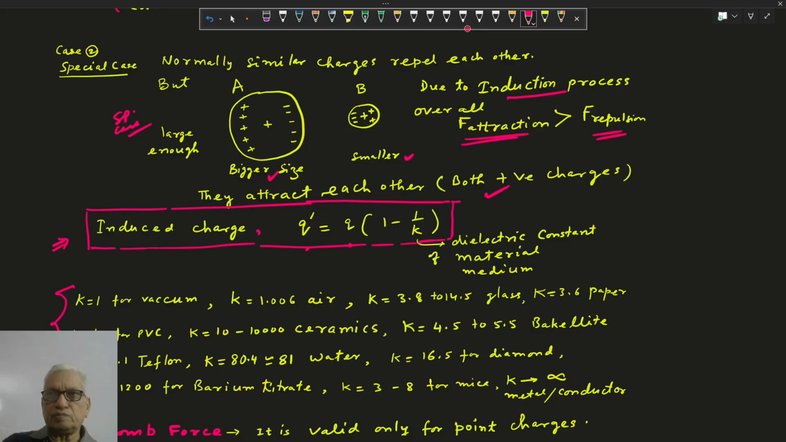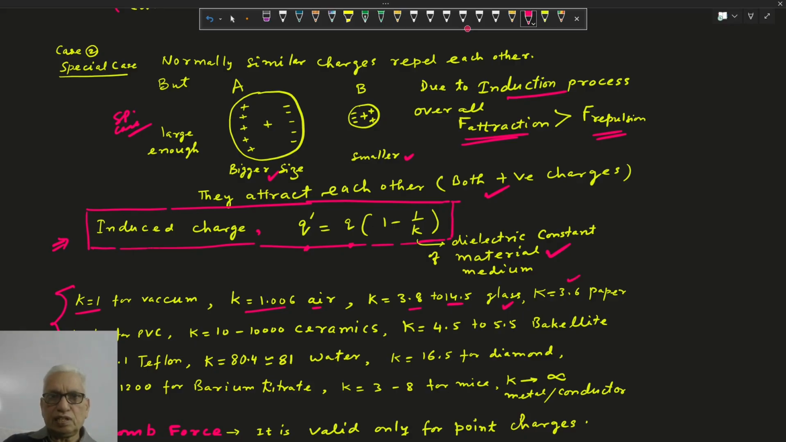In induction, we know the charge developed on the second body, Q dash, is given by the formula Q(1 minus 1 by K), where Q is the charge on the first body, Q dash is developed on the second body, and K is the dielectric constant of the medium. Dielectric constant for some materials: K is equal to 1 for vacuum, 1.006 for air, 3.8 to 14.5 for glass, and for paper 3.6.